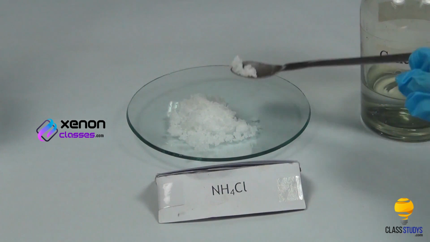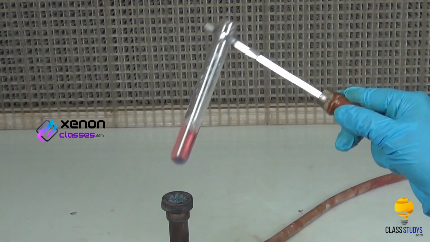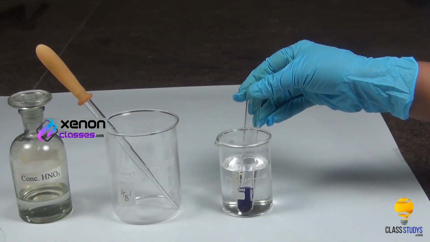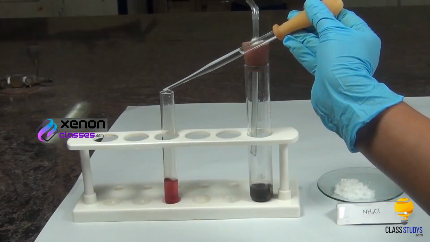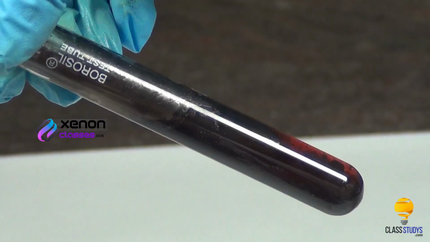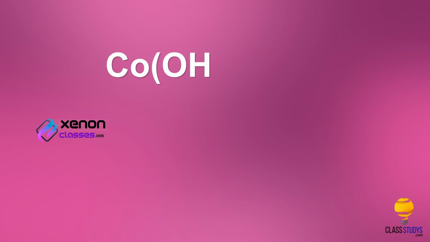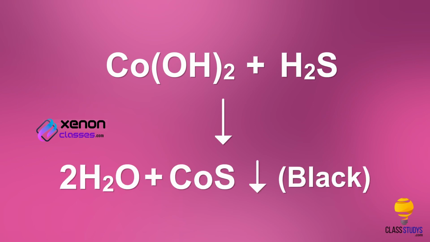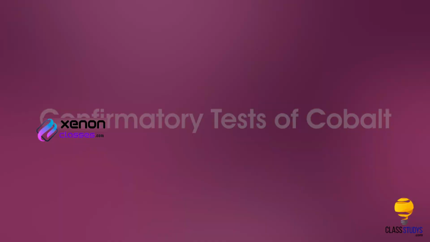Using the spatula, add a small quantity of ammonium chloride to the solution. Boil the contents again and cool the test tube in a beaker containing water. Then add excess of ammonium hydroxide solution and shake well. Now, pass hydrogen sulfide gas through the solution. Cobalt-2 ions present in the salt solution react with hydrogen sulfide to form a black precipitate of cobalt sulfide. Finally, we look at the confirmatory tests of cobalt.